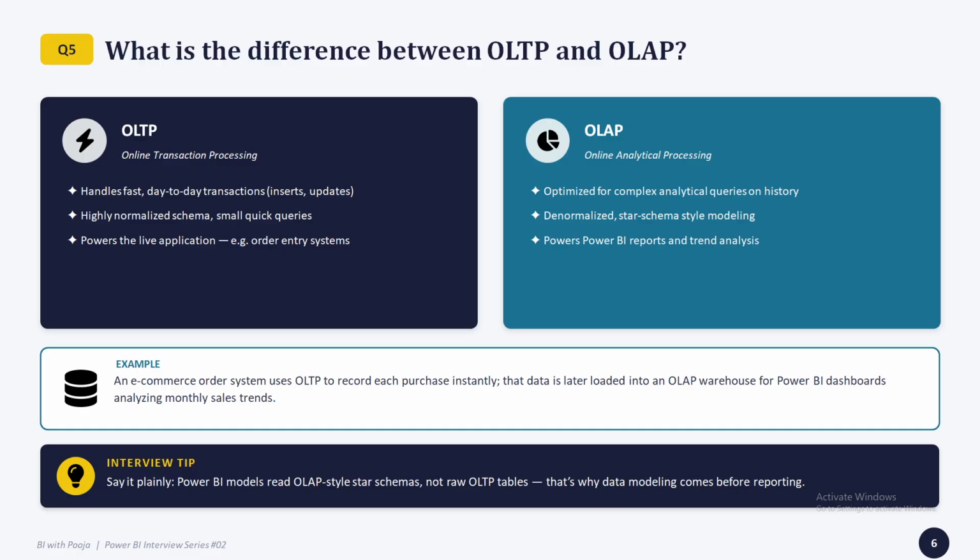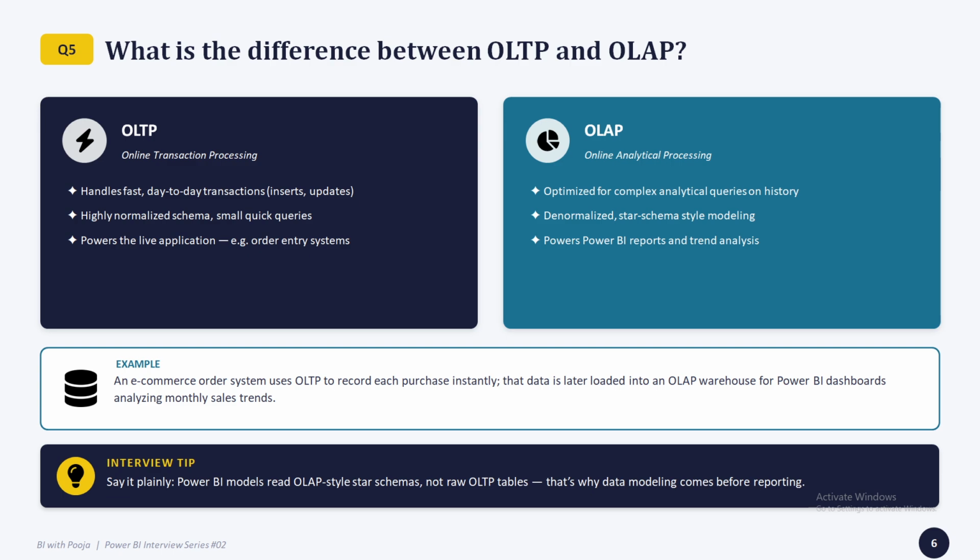So let's be on question number 5. Question number 5 is, what is the difference between OLTP and OLAP? OLTP stands for online transaction processing. It is used to handle business transactions like placing an order, making a payment, updating the customer details, and withdrawing money from the ATM. So OLTP systems are designed to process transactions quickly and accurately.